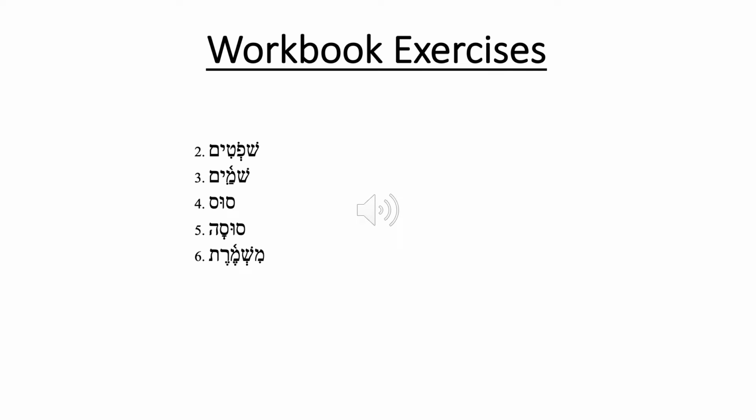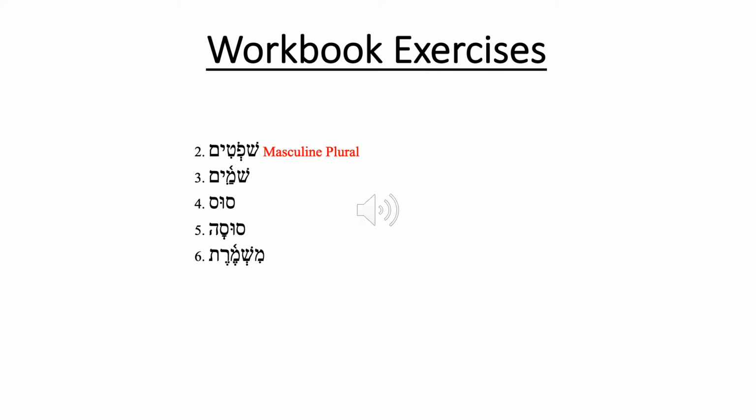In section 1 of part 4, you are asked to identify the gender and the number of each of these nouns. Is it masculine or feminine? Is it plural or singular? I've skipped number 1 and just gone on to number 2. So number 2, shofatim. Is this masculine or feminine, singular or plural? The hirik yod mem ending should give away the fact that this is a masculine plural.